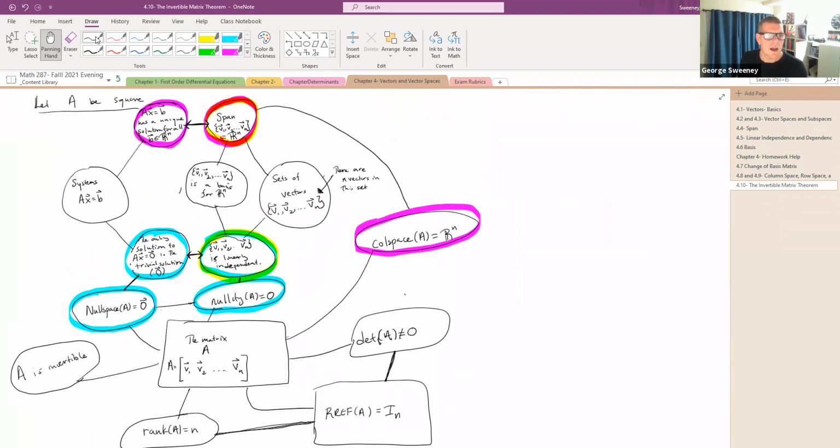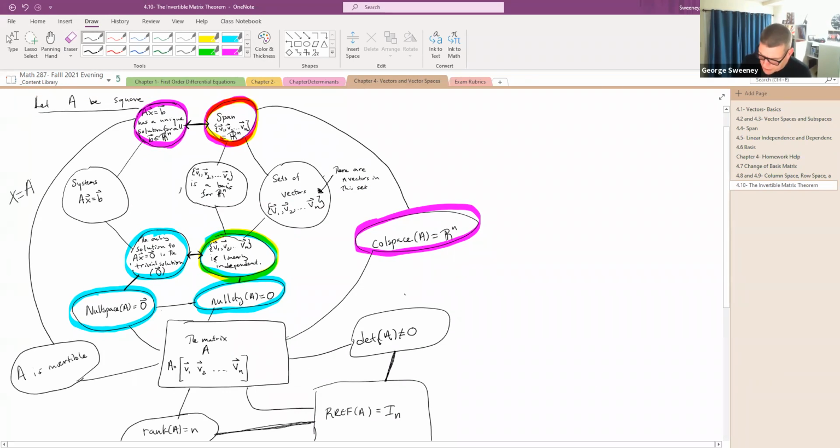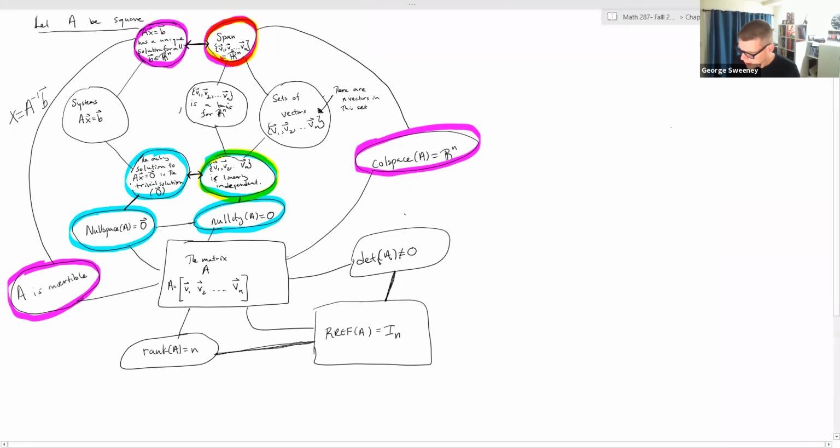So A being invertible and AX equals B having a unique solution for all B. Remember, they're connected by X equals A inverse B. That is, you take the inverse of A multiplied by B. Oh, great. Nice, Con. That's something to definitely think about. That's right. So we've got that connection between A is invertible and X equals A inverse B.